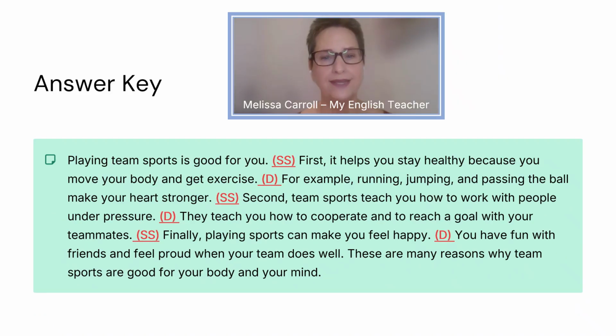So you can see that the first sentence is the main idea, but here the first one is a supporting sentence. You see the word first, second, finally. Those are clues that they are supporting sentences. And then, for example, or if they define something further or make a fact, then that would be a detail.